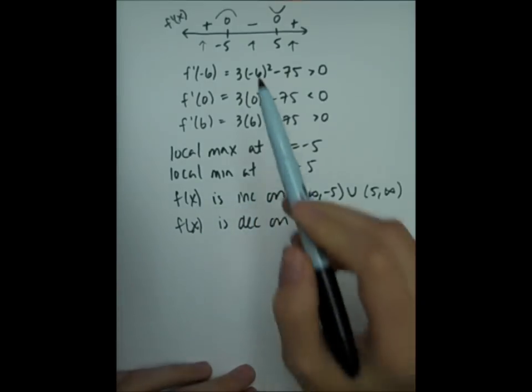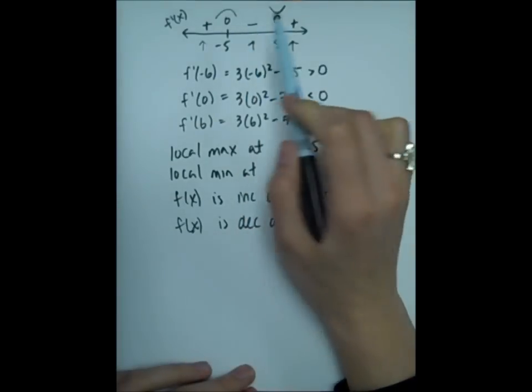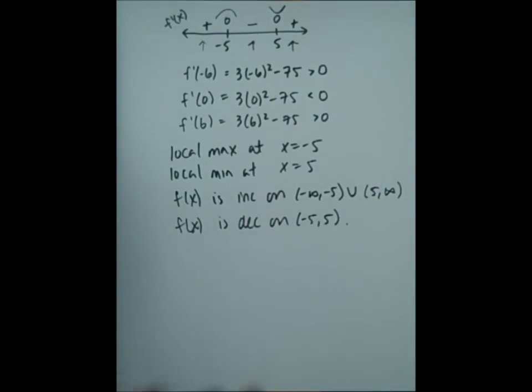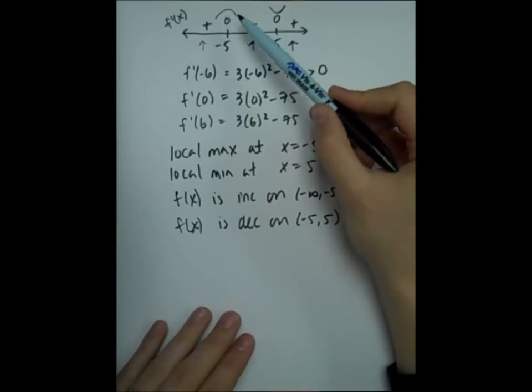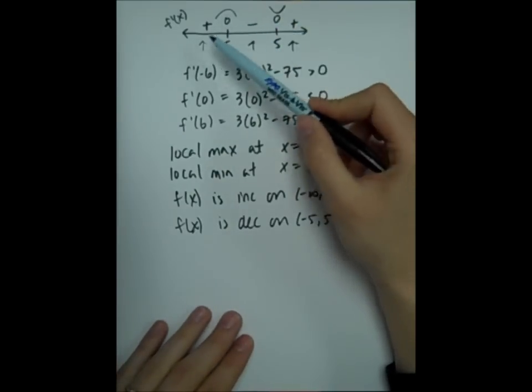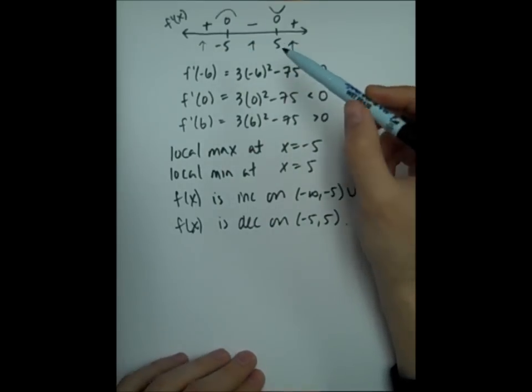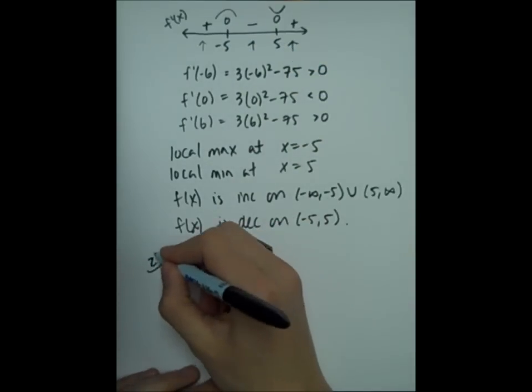Now where is it decreasing? It's decreasing where the slope was negative, so from -5 to 5. So from this number line, we were able to read off local maximums and minimums and intervals of increasing and decreasing. So we had a lot here. Let's do another example.